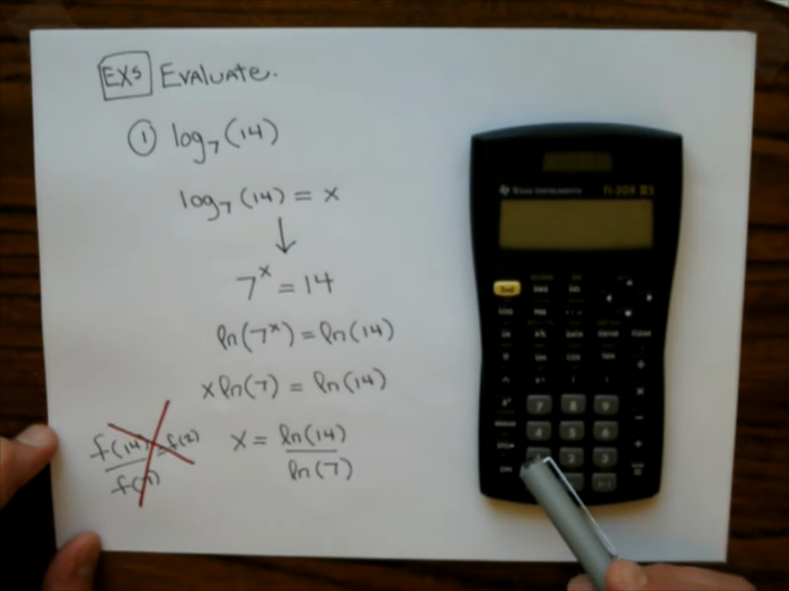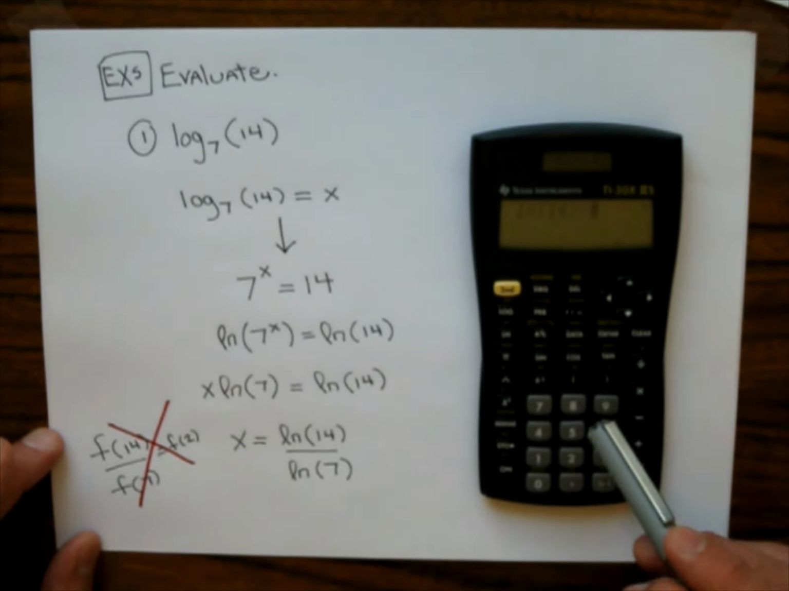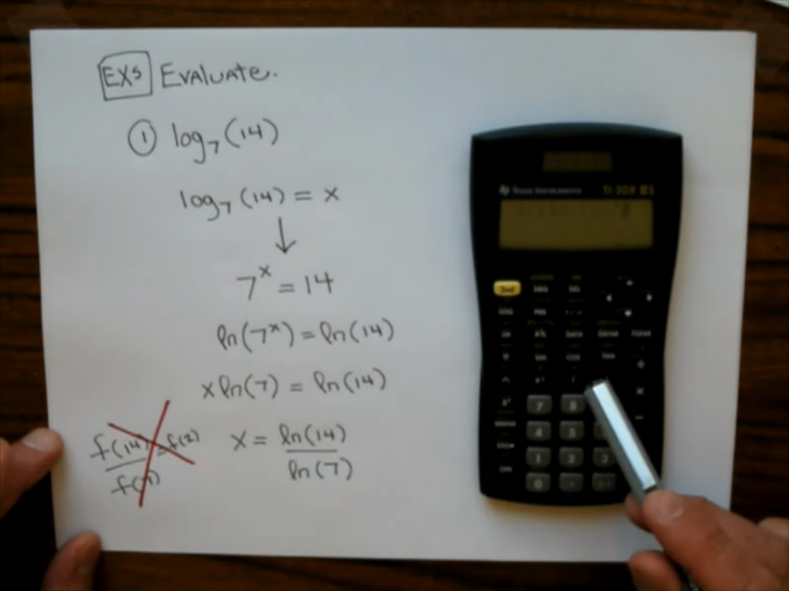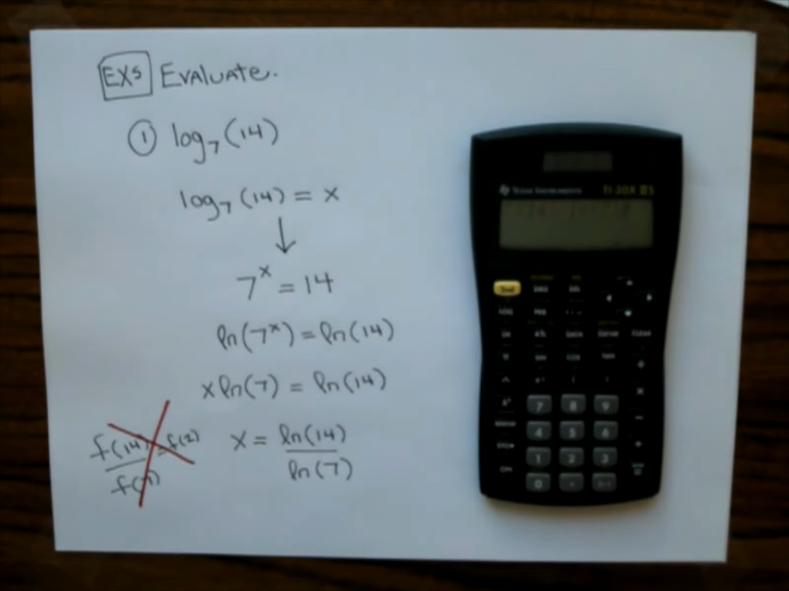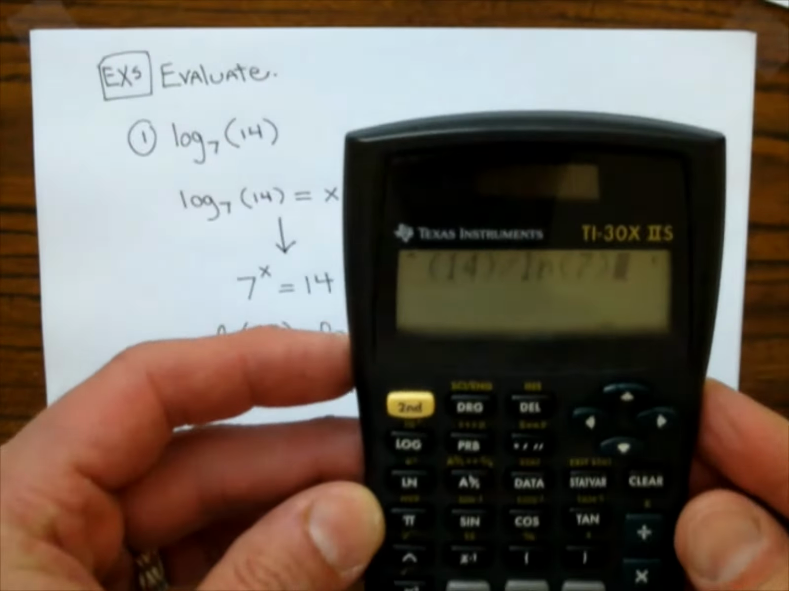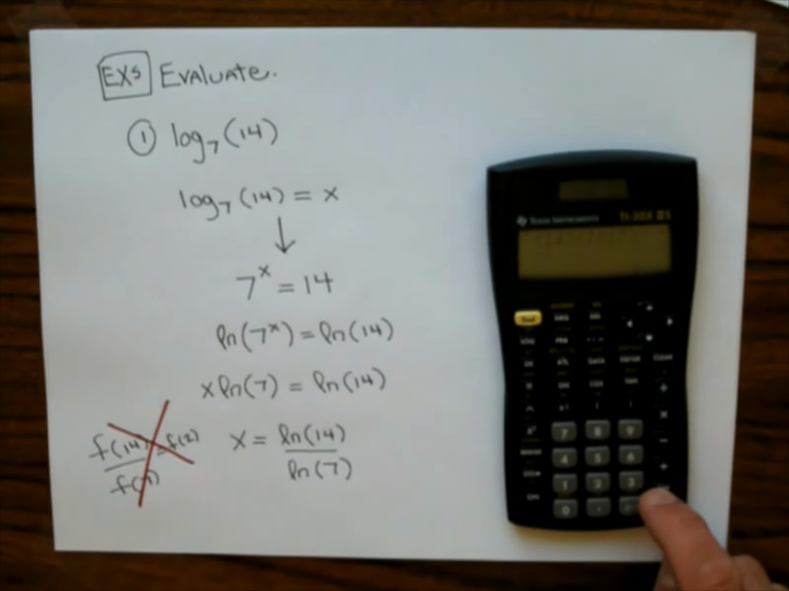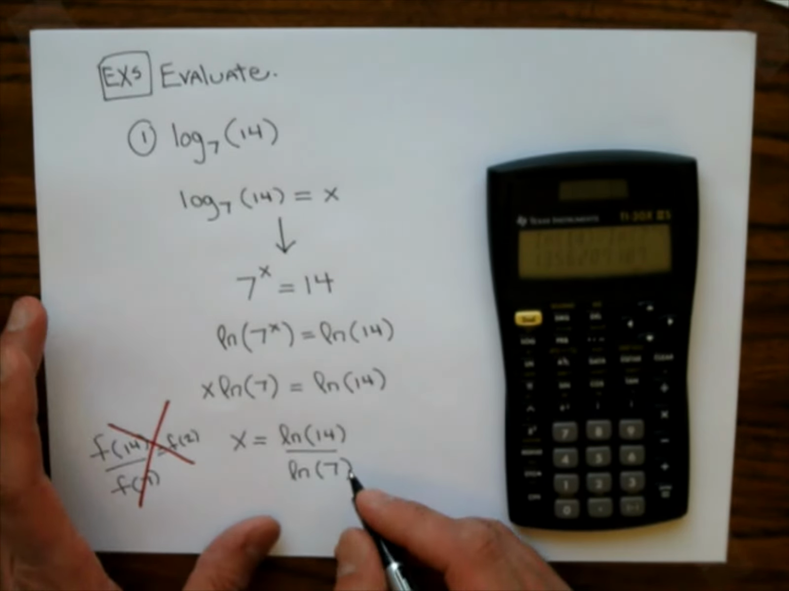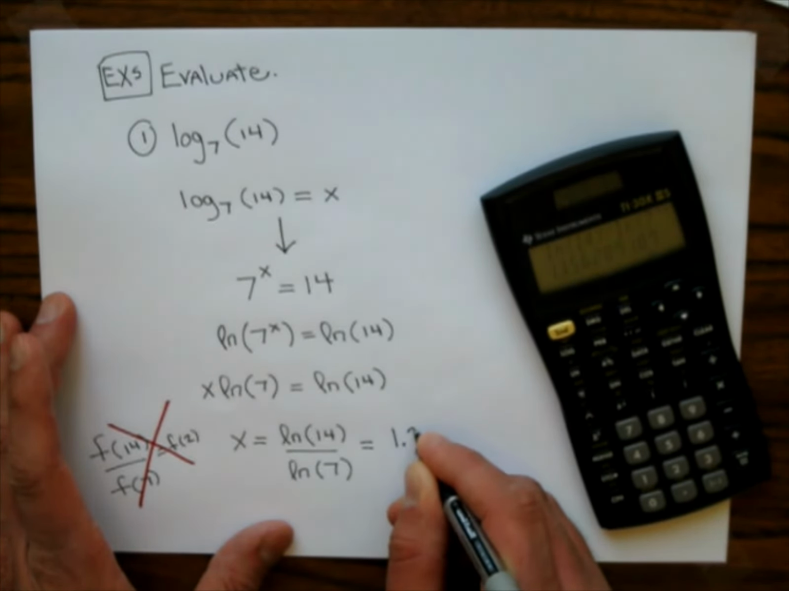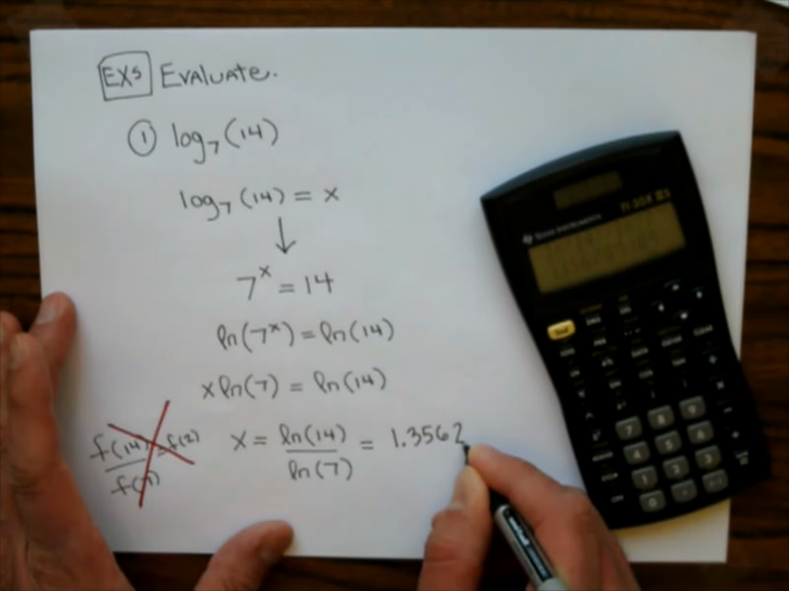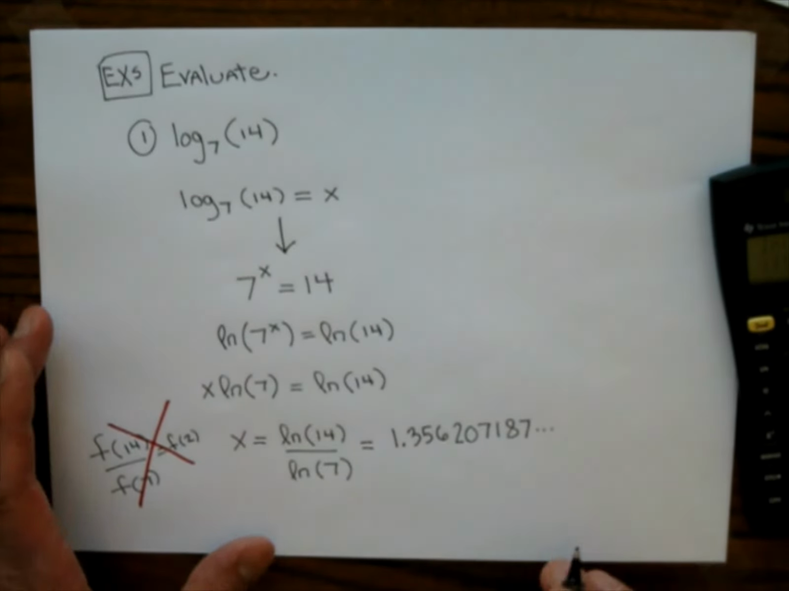So I'm going to go LN 14, that's what I have here, divided by LN 7. I want to see if this is coming out. That's what it looks like on the calculator. And when I actually hit enter, I get a long decimal. The calculator says 1.356207187. The calculator probably rounded it, but it keeps going.